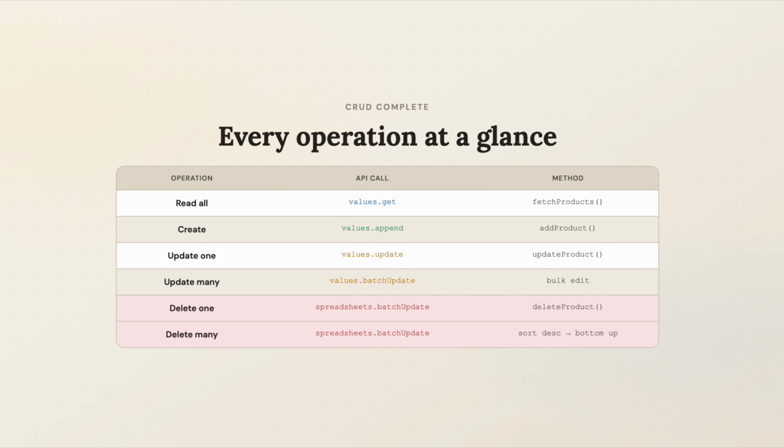Then we have delete one using the spreadsheets.batchUpdate and the deleteDimension using the delete product method. Then we have delete many using the spreadsheets.batchUpdate and multiple deleteDimensions using the delete products method. So the pattern across all of them is find the rows by ID, calculate the correct index or range, make the API call, then refetch the state.